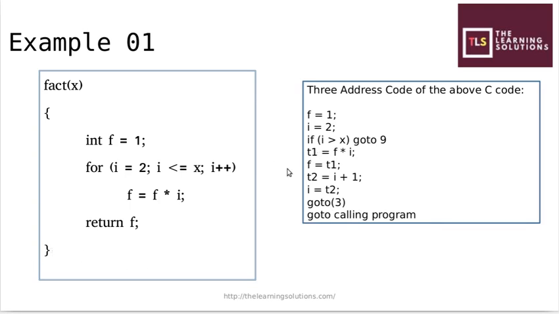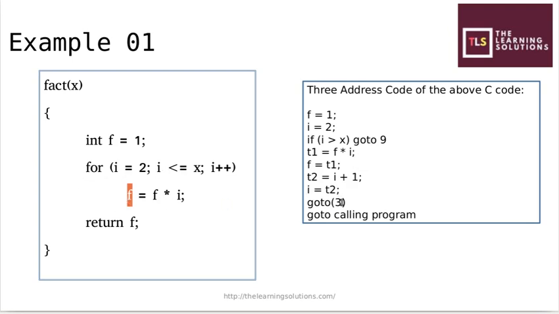So T1 will be assigned this f into I to f. So f into I is nothing but T1, and T1 will be assigned to f. Then we will be incrementing I value by plus once all the statements are visited in the for loop. So I plus plus or I plus 1 will be there and assigned to a temp 2, and the new value of I will be assigned to I, that is T2 value will be assigned to I, and we will be again coming to for loop to check the condition.